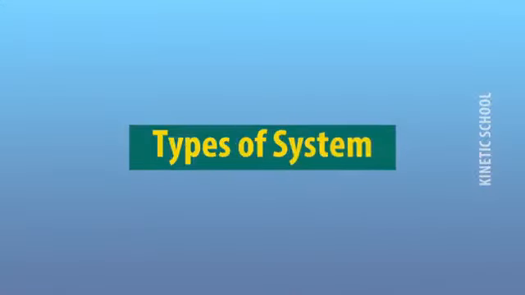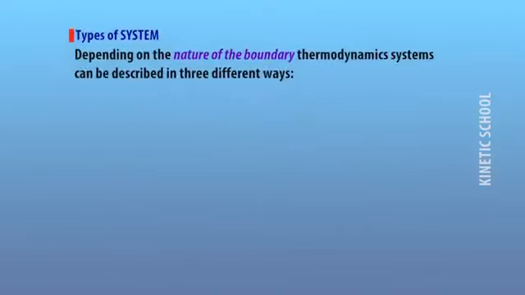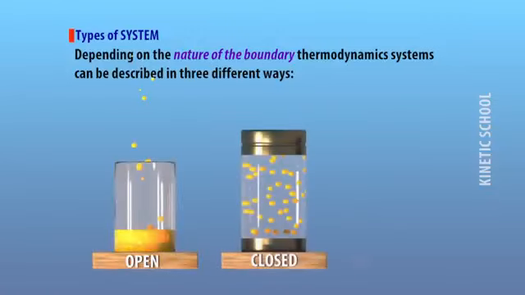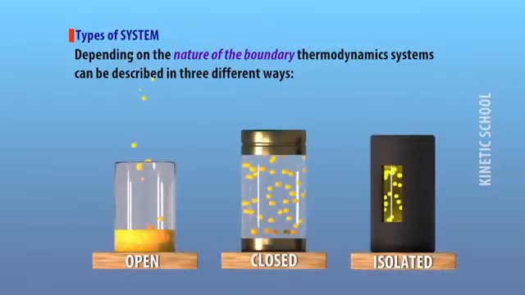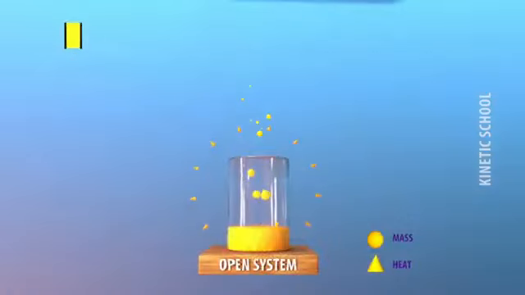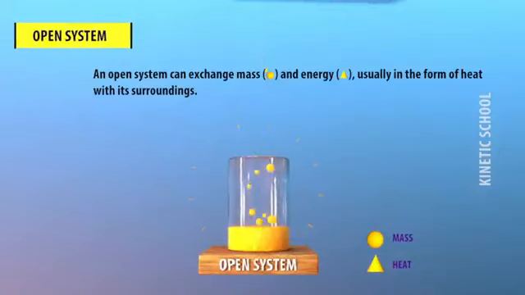Types of system. Depending on the nature of the boundary, a thermodynamic system can be described in three different ways. They are open, closed, and isolated. Now, what is an open system? An open system can exchange mass and energy, usually in the form of heat, with its surroundings.